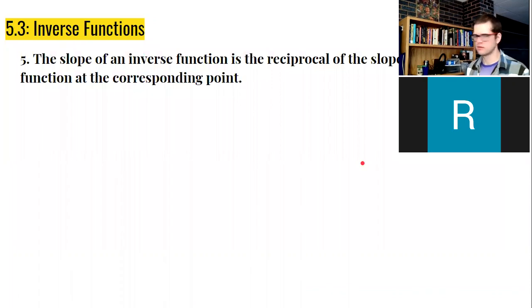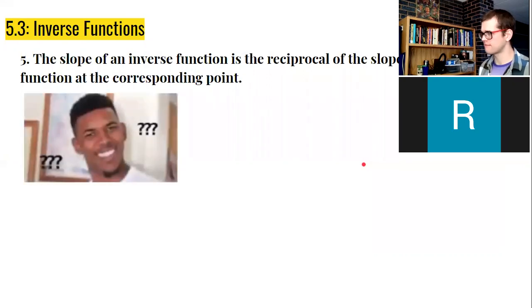All right. Number 5. So this is the one that we're going to probably spend the most time on. The slope of the inverse function is the reciprocal of the slope of the original function at the corresponding point. There's a lot of words there, and it can be kind of hard to pull apart what's really going on. So I tried to rewrite it in a slightly different way.